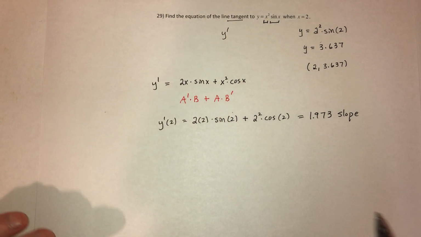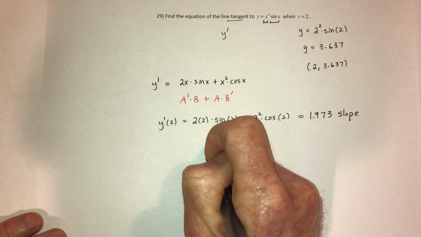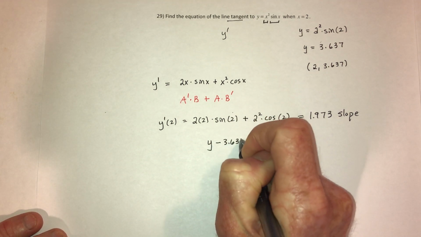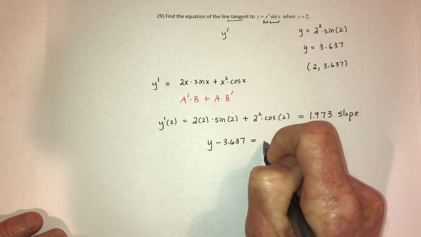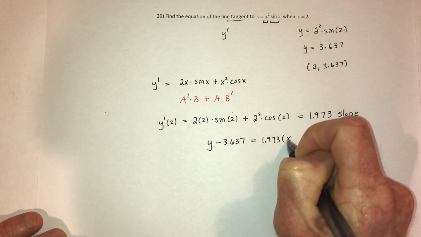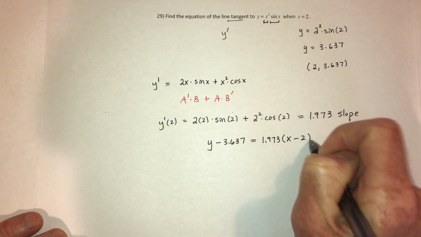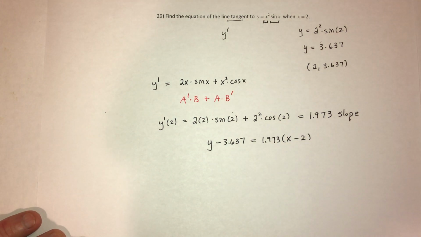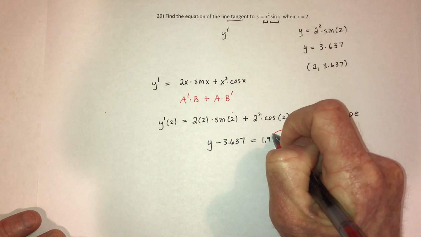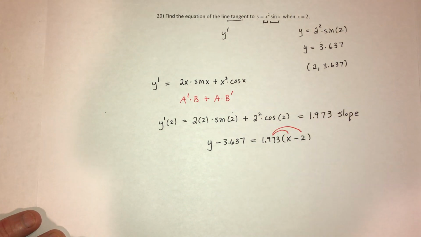Now to find the equation of the line, just do the point slope formula. So y minus the y value 3.637 equals the slope 1.973 times x minus the x value of 2. And then I should just simplify this one. So go ahead and distribute this 1.973.